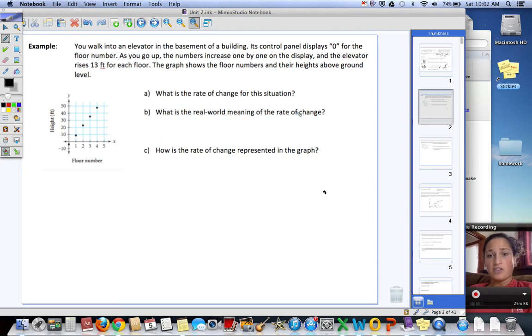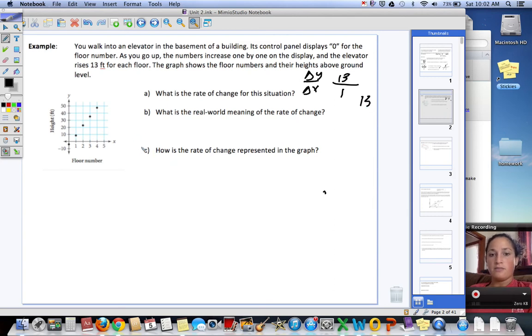So what is the rate of change for this situation? Remember, this is our change in y over our change in x. So how am I moving up in y? I'm moving up 13, and it even tells me right here, I'm moving up 13. I'm changing 13 every time. I'm going up an additional 13. My change in x, how am I moving over? I start at 0, I go to 1. 1 to 2, 2 to 3. So I'm moving up 1. So my rate of change is 13 over 1, or you can just write that as 13.